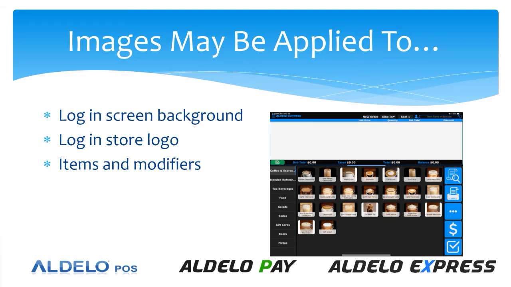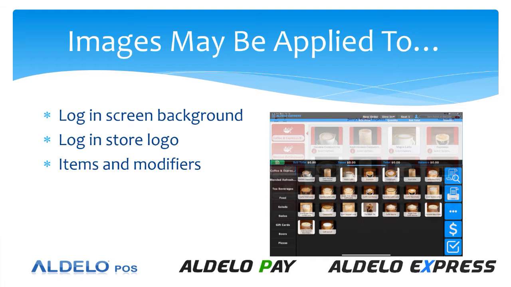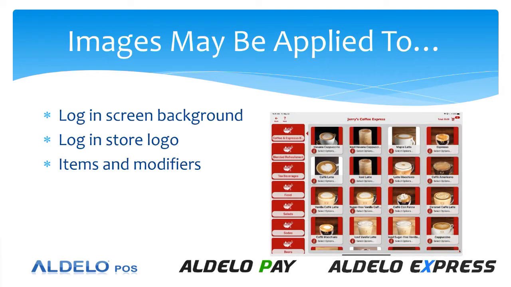You can also use images on modifiers as well. The beauty of this is that whatever you put on the point of sale actually ports over to the other modules, such as the kiosk module, the online ordering module, or the QR code ordering module. These other modules that we have in the system all use the same database and therefore have the same item images on them as well.